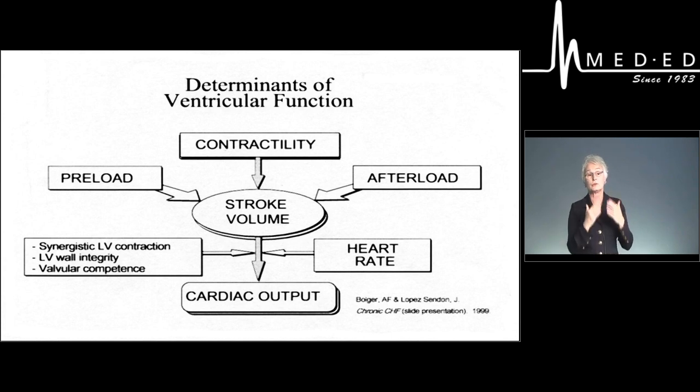So to preload reduce somebody, you use a diuretic or a vasodilator, nitroglycerin. So let's recap, preload. If you don't have enough, if you're dehydrated, your preload is low, your cardiac output's low, you give volume, piece of cake. If your preload is high, you're volume overloaded, and your cardiac output is low, you diurese or vasodilate with nitro, cardiac output comes up. Perfect.